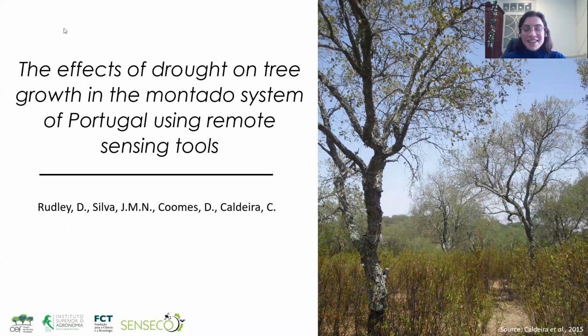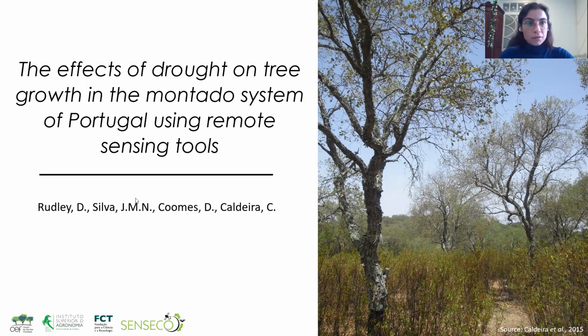My name is Danielle, and I'm actually with the Instituto Superior de Agronomia, which is one of the universities within the University of Lisboa system. And like Veronica said, this study is on the effects of drought on tree growth in the montado system of Portugal, and using remote sensing tools.